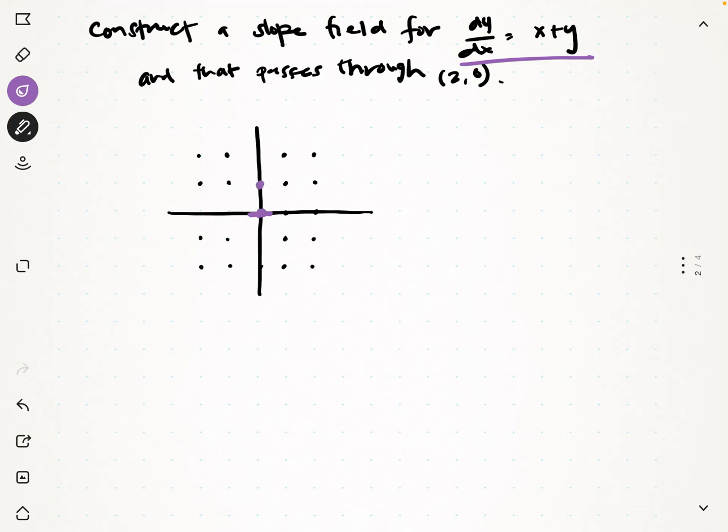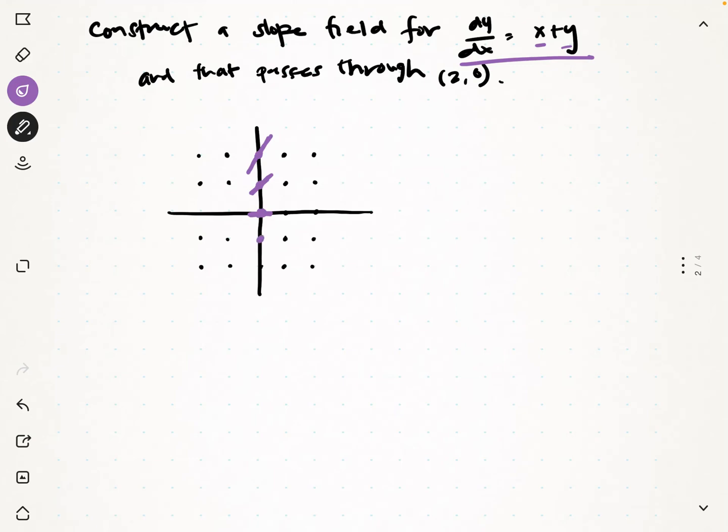So let's move up to this point. That's going to be at 0, 1. So when I put a 0 in for our x and a 1 in for our y, then we have a slope of 1. So we represent our slope of 1 with a diagonal line. Then let's go up to here. This one would be 0, 2. So 0 plus 2 is going to be 2. I'm going to make my slope a little bit steeper.